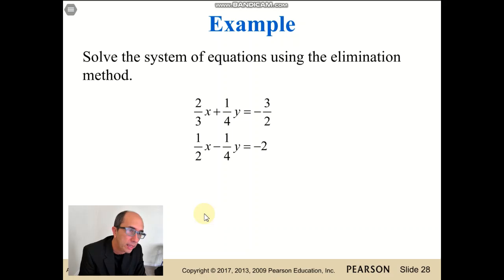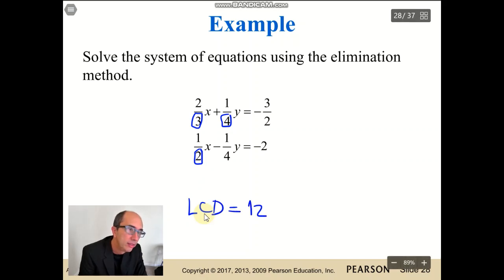We can multiply. We find the least common denominator. We have 3, 4, and 2, and the least common denominator is going to be 12, okay? Multiply both the first equation and the second equation by the least common denominator. So multiply this whole first equation, and the whole second equation, by 12.